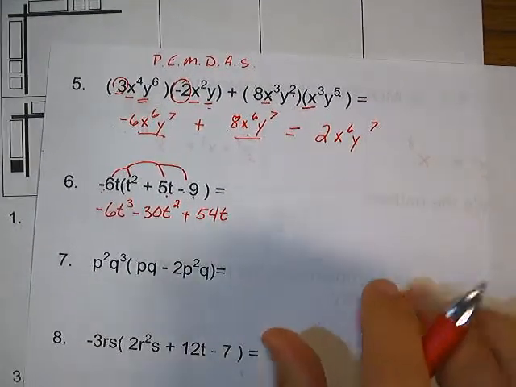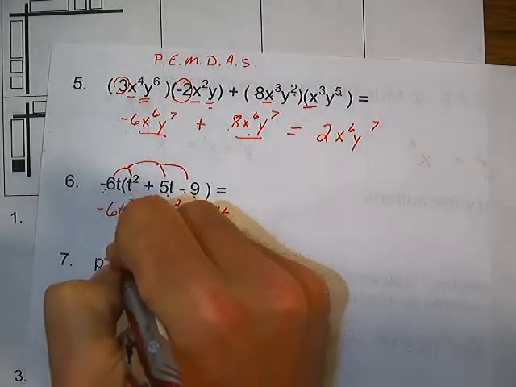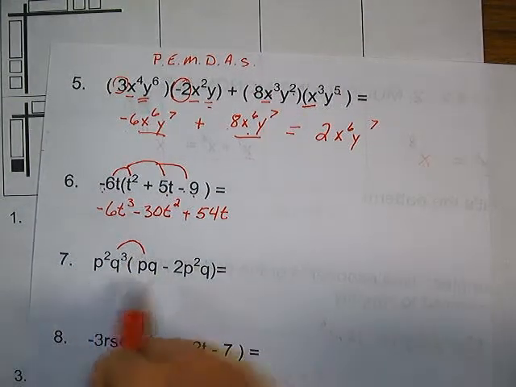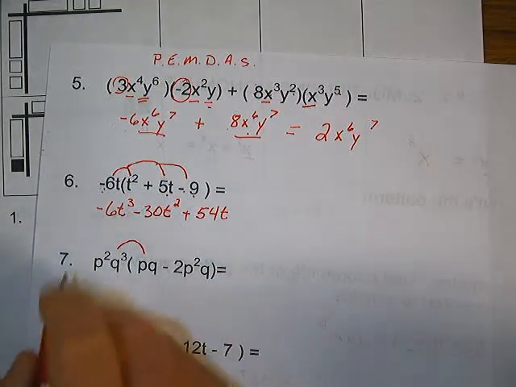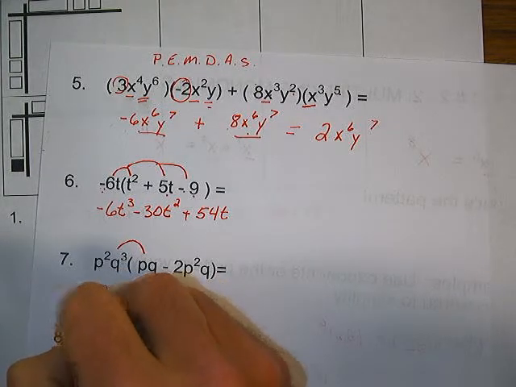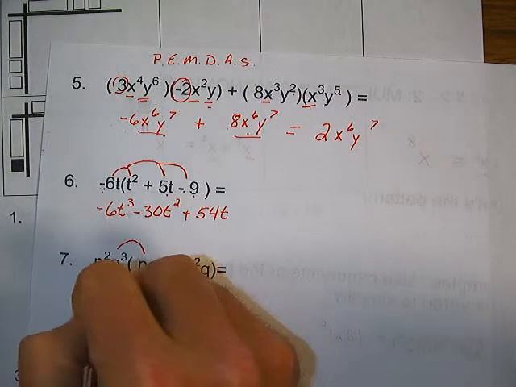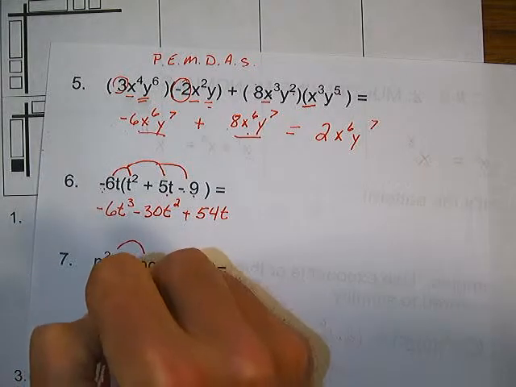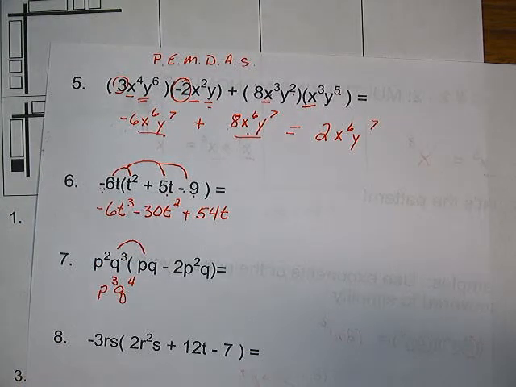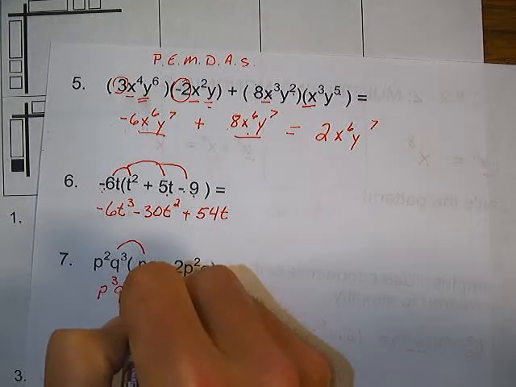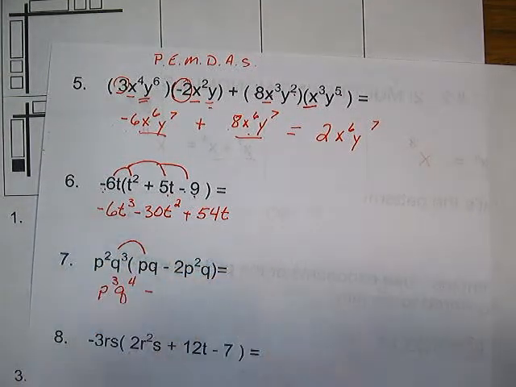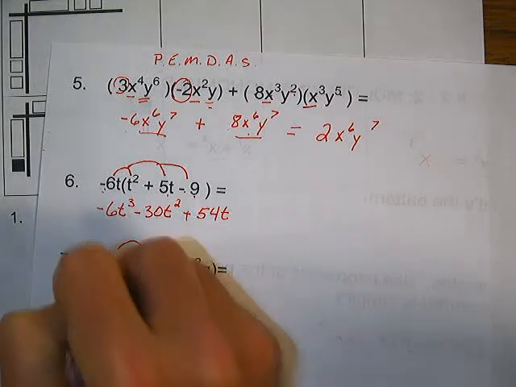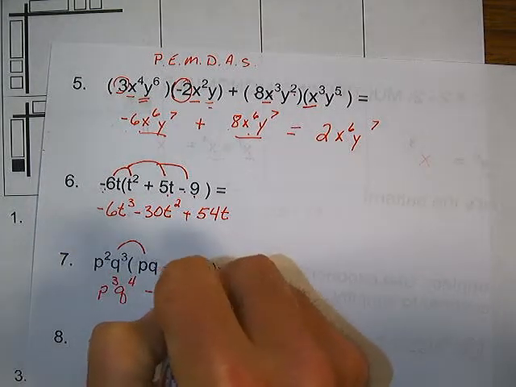Number 7, distributing again. P squared q cubed times p cubed. Okay, first like base is p, so we have p to the 2 plus 1 is 3. Q, 3 plus 1 is 4. Okay, positive times a negative is a negative. Okay, the only coefficient is 2. Okay, p's, there's 2 there, 2 there. 2 plus 2 is 4.